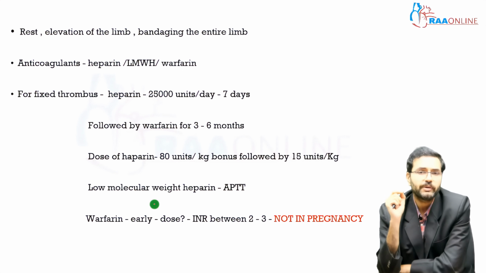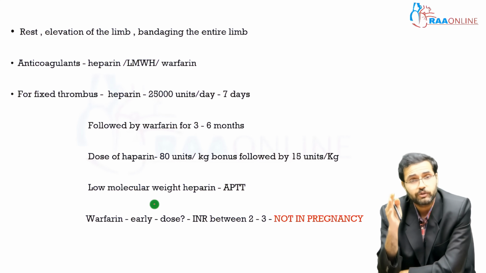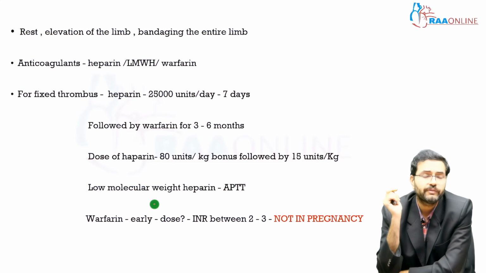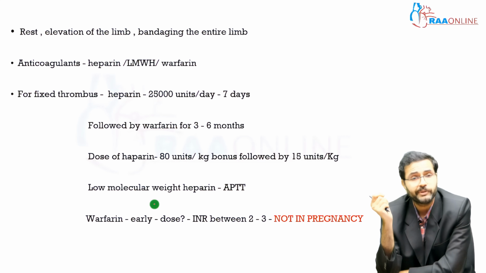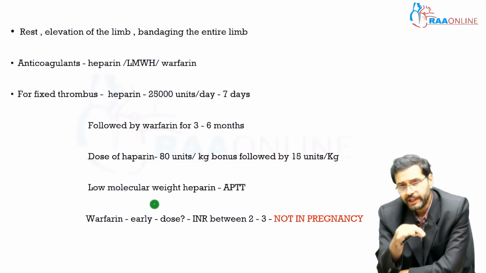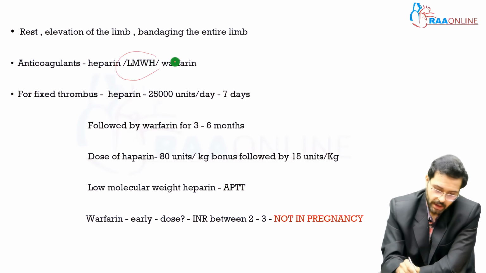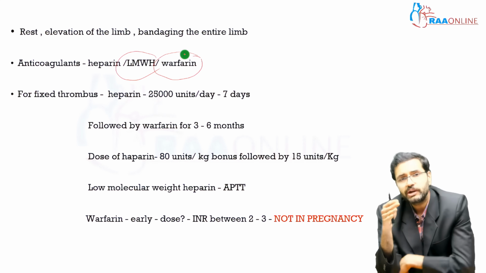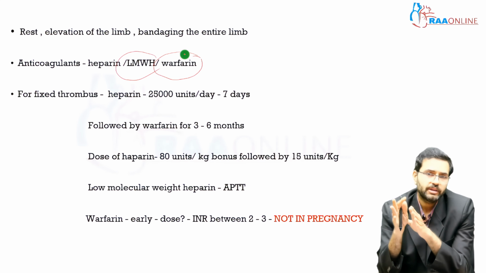The management of a person with deep vein thrombosis mainly involves providing the patient with rest, because mobilizing the patient can result in dislodging of the clot, resulting in a thromboembolic phenomenon. Keeping the limb elevated, bandaging the entire limb. Use of anticoagulants is an integral component of the management of deep vein thrombosis. Commonly used anticoagulants are heparin, low molecular weight heparin, and warfarin. In deep vein thrombosis, there are two types of thrombosis that we can encounter. One would be a fixed thrombus, and another one would be a mobile thrombus.